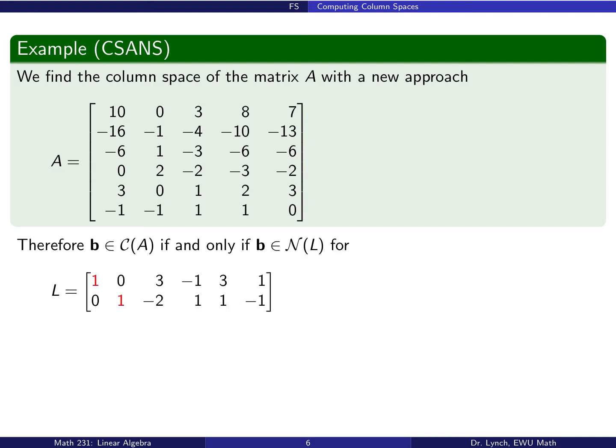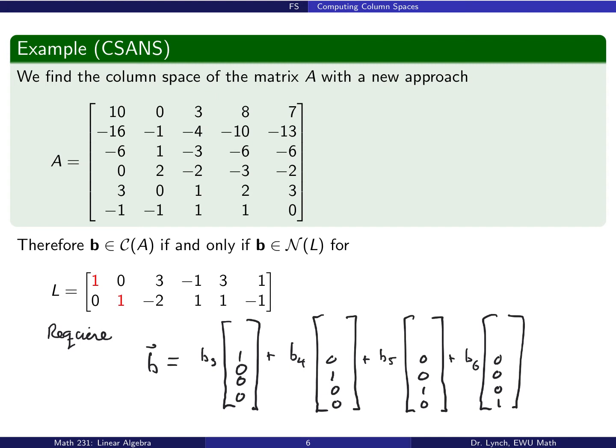Okay, so here's what you get for that matrix. We know that B is an element of the column space of A if and only if B is an element of the null space of this matrix L. Okay, and we can cook up an expression for the null space just by writing down two elements or elements that span that null space.